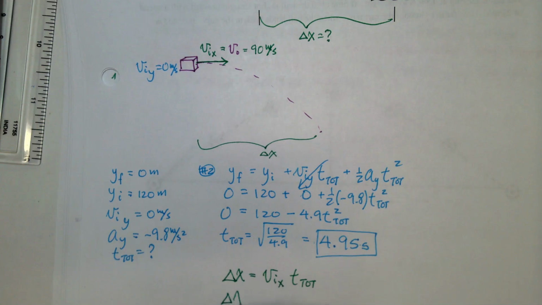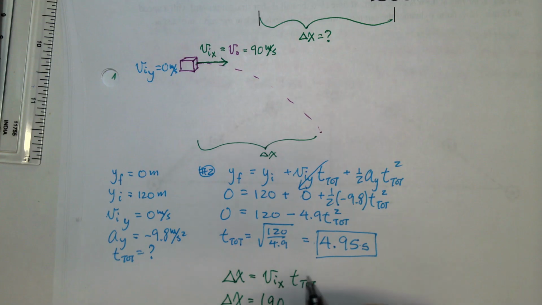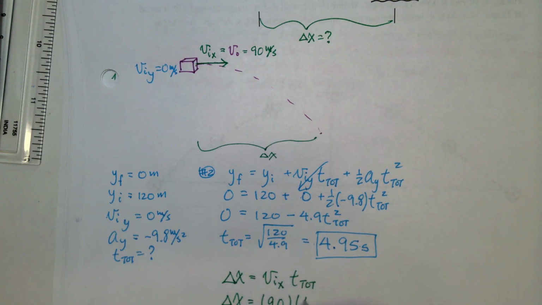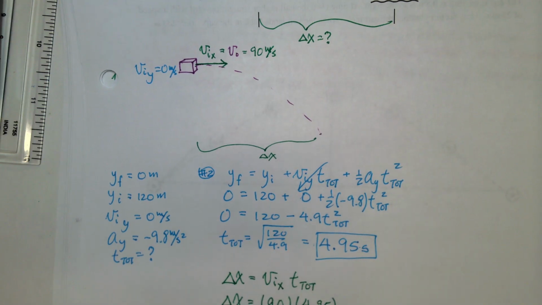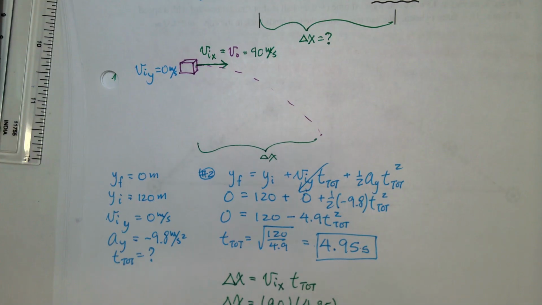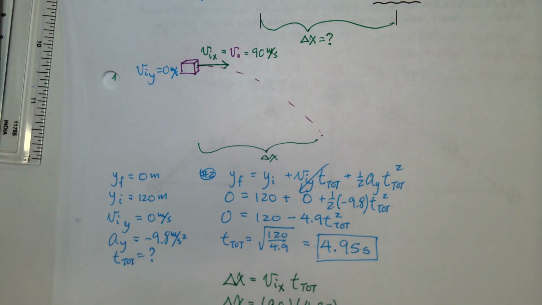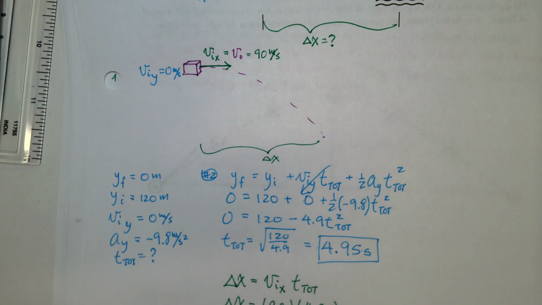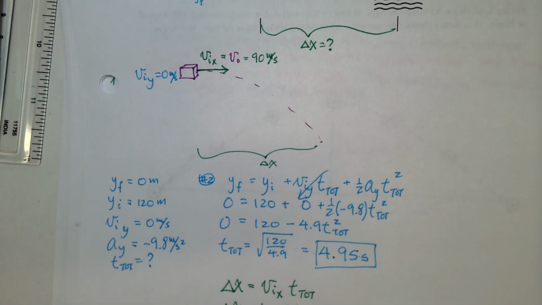Therefore, my delta x is equal to then 90 times 4.95 seconds. So my delta x comes out to 445.5 meters. This is the correct answer. Okay.